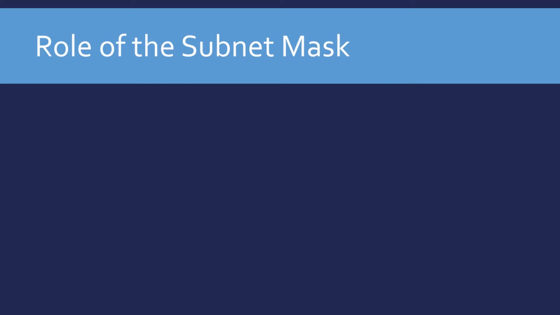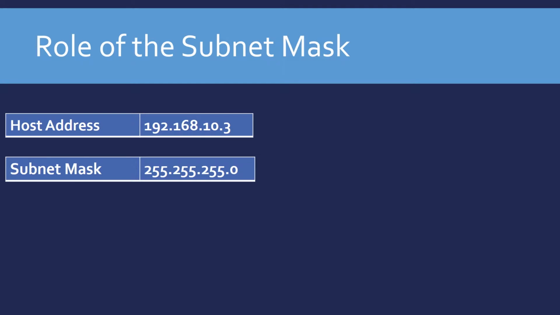Okay, so what is the role of the subnet mask in IP addressing? Well, the subnet mask identifies the different portions of an address. For example, take one of the addresses from our example network, 192.168.10.3. Where there is a 255 in the subnet mask, this identifies the network portion of the address. And where there is a 0, this identifies the host portion of the IP address.